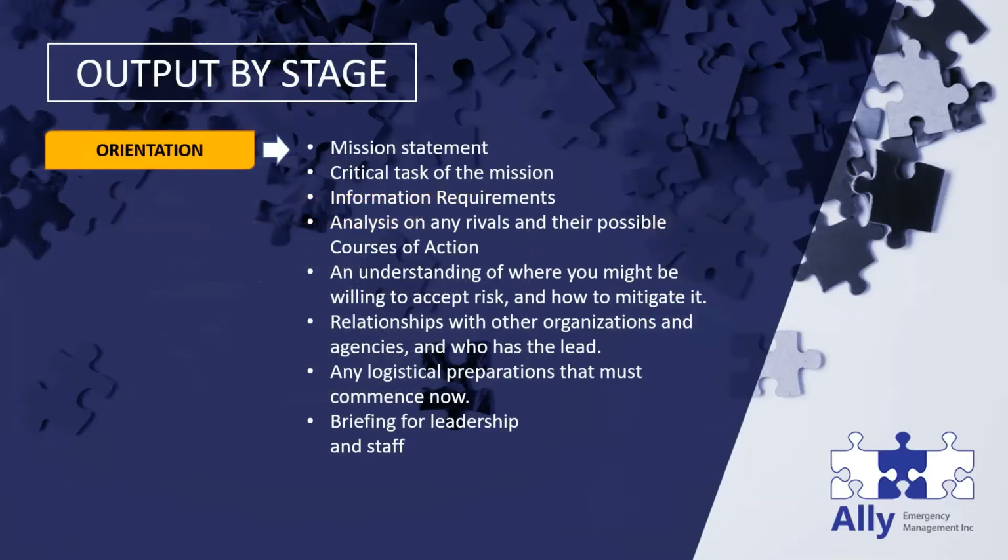From the orientation stage, you should have things like your mission statement, identifying your critical task, the task that if you don't execute that, you're not going to be able to achieve your mission. Information requirements means that as you're going through your planning process, you probably won't have all of the information you have to make a decision. What we do is we make assumptions that will allow us to carry on with planning, but at some point you're going to have to confirm those information requirements.